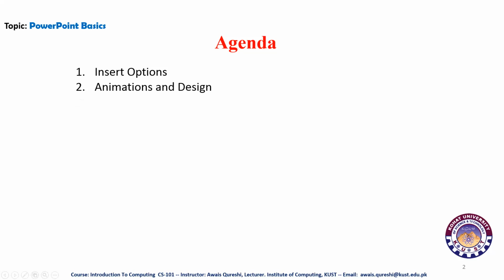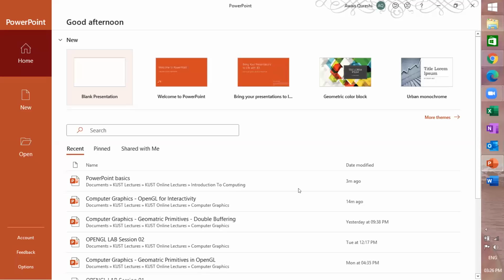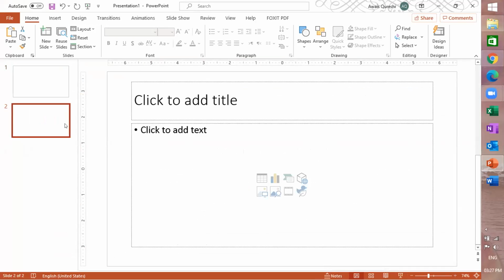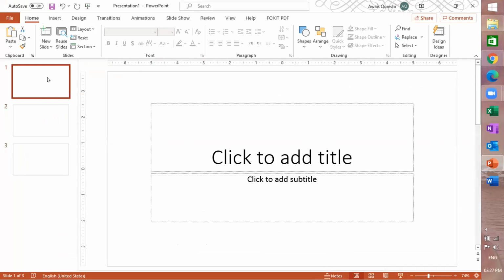I'm going to switch my screen. So let's make a blank presentation and try different things on that. I'm going to create a blank presentation. It's a blank presentation. In our last lecture, we have seen how we can add new slides. So let me add some slides for the sake of simplicity, so that we can add some animations.